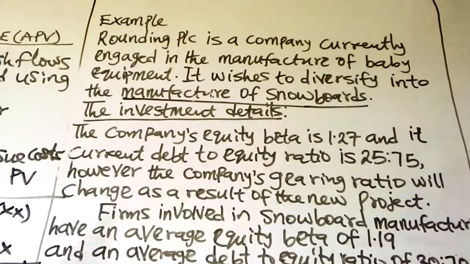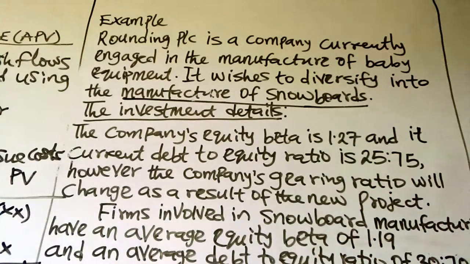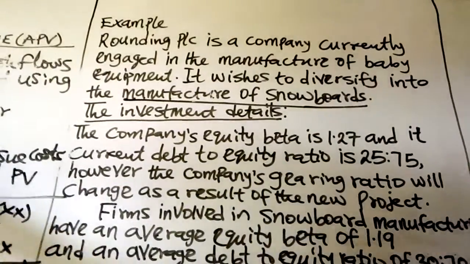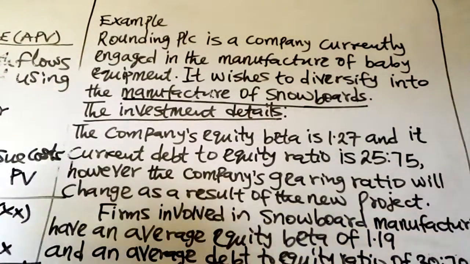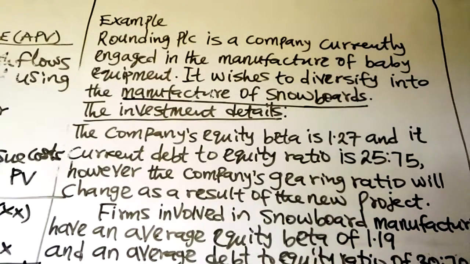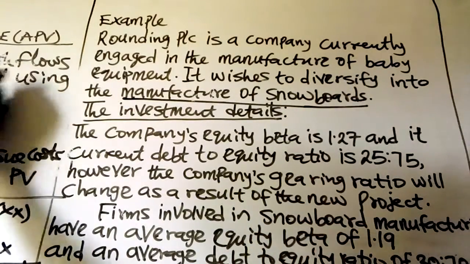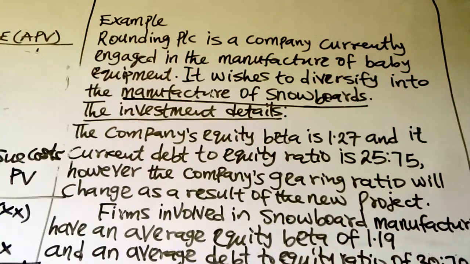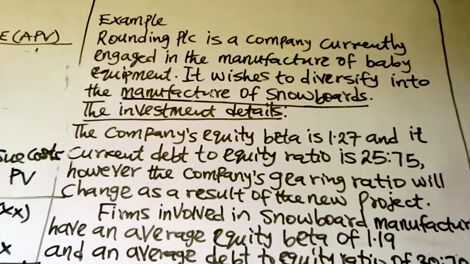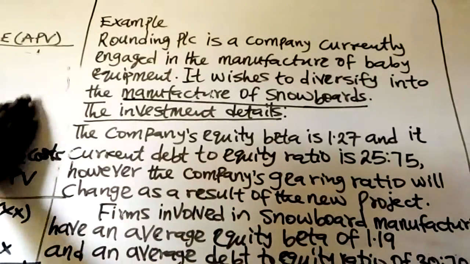The company's equity beta is 1.27, and its current debt to equity ratio is 25 to 75. However, the company gearing ratio will change as a result of the new project. Firms involved in snowboard manufacture have an average equity beta of 1.19 and an average debt to equity ratio of 30 to 70.